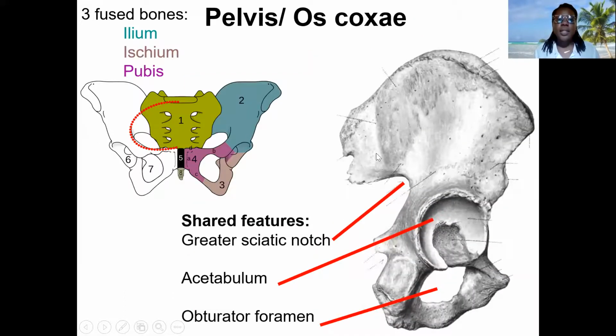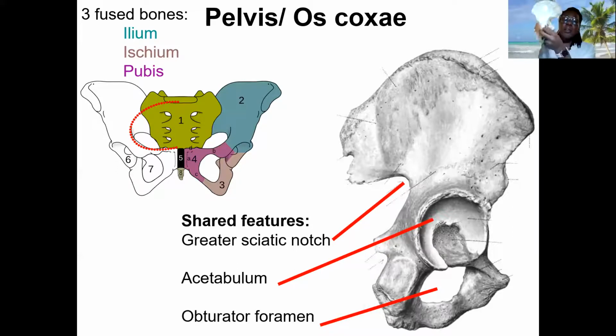Now let's move on to look at the lower extremity, starting with the lower extremity girdle, or the hip girdle. We first look at the pelvis, or the os coxae, and the pelvis is actually a fusion of 3 separate bones. There's the ilium, which is the entire top part of the hip bone. All of this is the ilium.